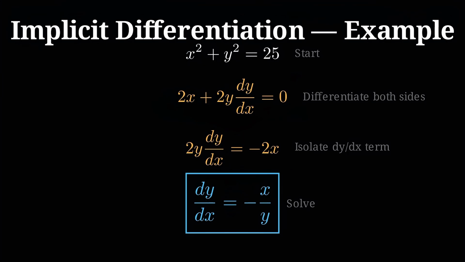2y times dy over dx equals negative 2x. Divide both sides by 2y. dy over dx equals negative x over y. This gives us the slope of the circle at any point in terms of both x and y.